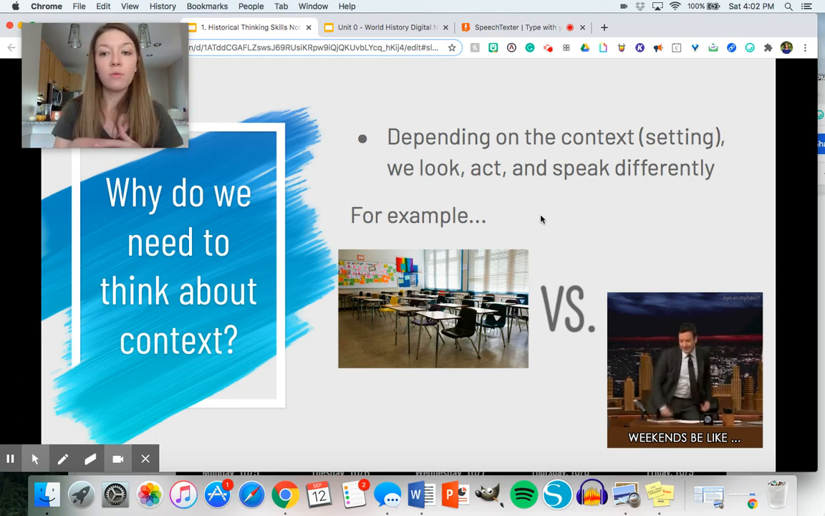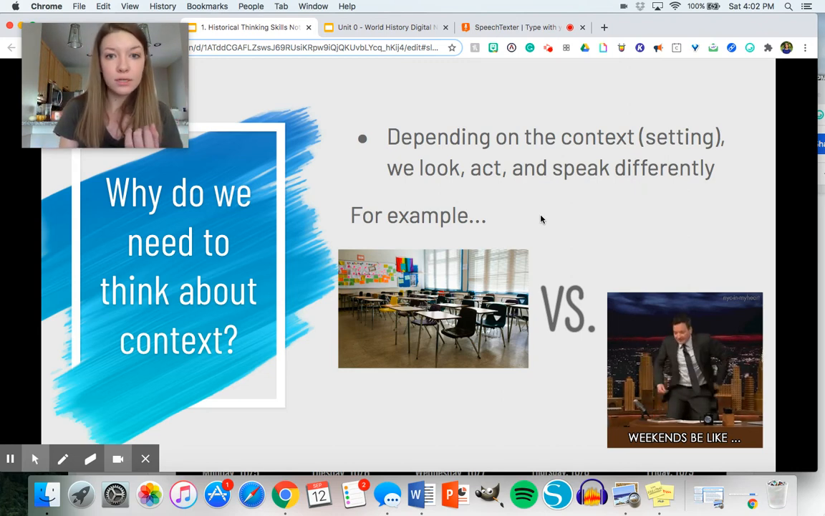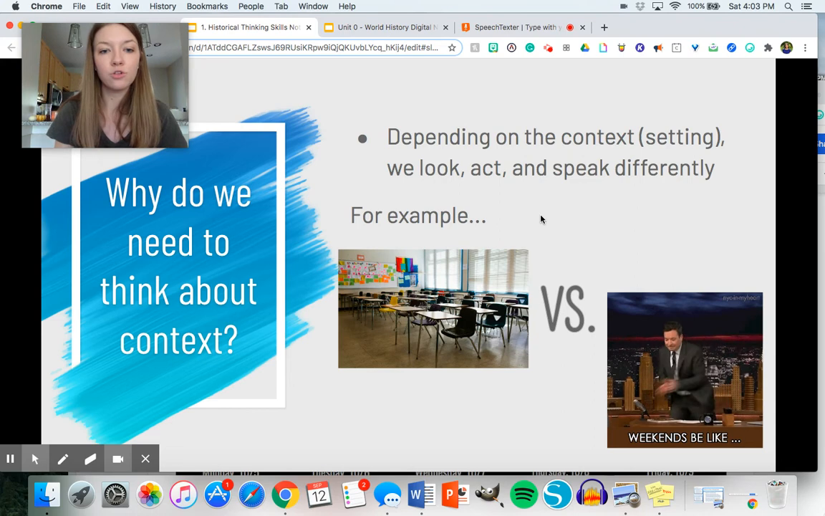It's an environment or setting of learning. So usually you are listening more attentively. You are not using your cell phone. You are following directions, right? You're more in tune with what's going on around you versus the weekend.